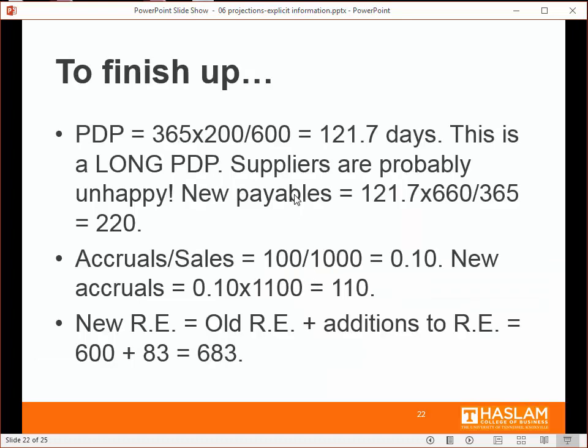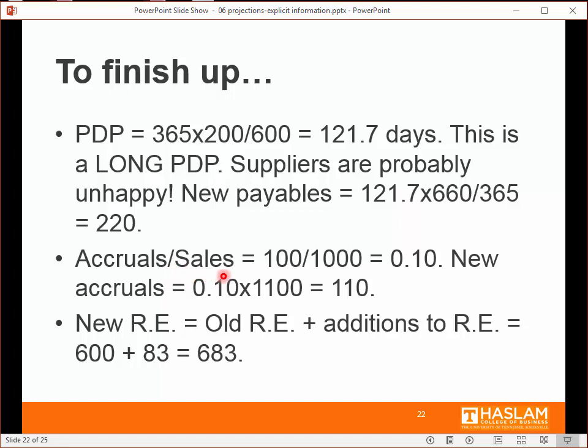So to finish all of this up, our payables deferral period is currently pretty high. It's 121.7 days. That is a long time paying our suppliers, and so they're probably pretty unhappy about that. But if we assume that it's the same, our new payables are going to be the payables deferral period multiplied by 660 divided by 365, or 220. So our payables are going to be 220.